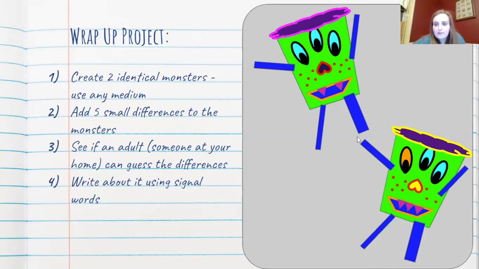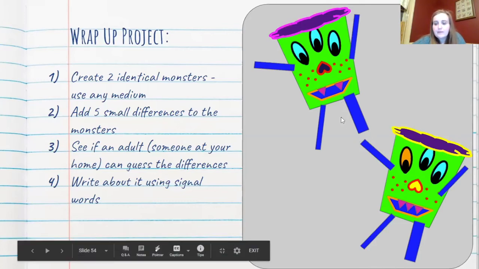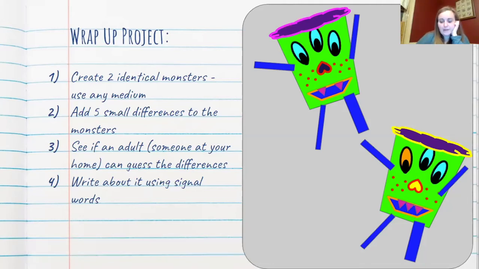I think my monsters have different amounts of freckles. This monster has 3 teeth, that one has 2. But do you notice how there's a few different differences between my monsters? But other than that, they look mostly the same. That's what your goal is, okay?